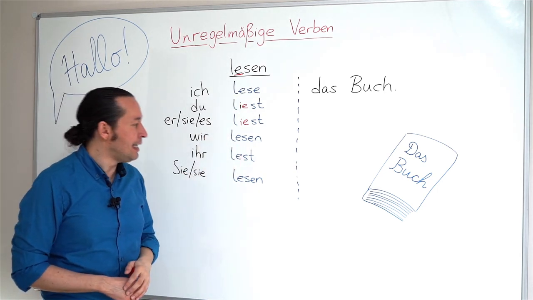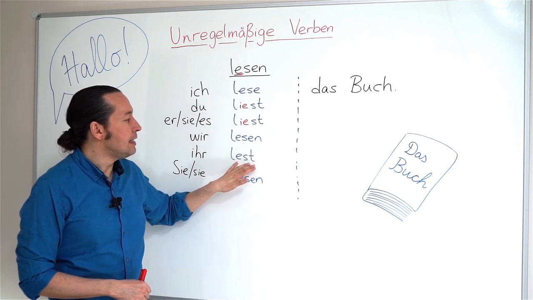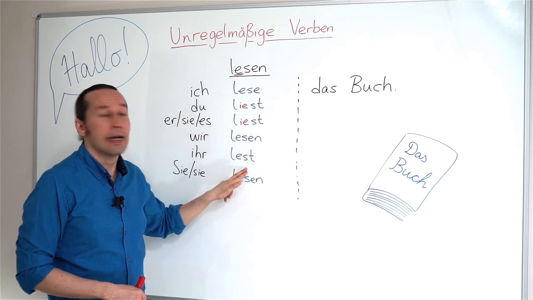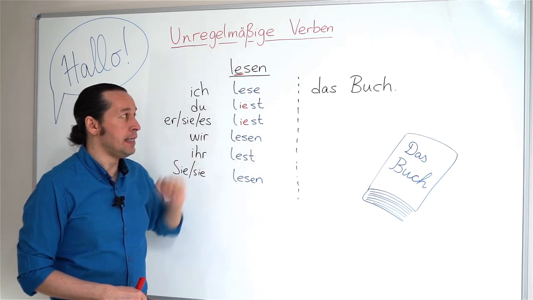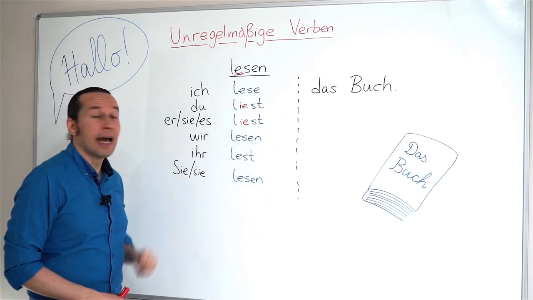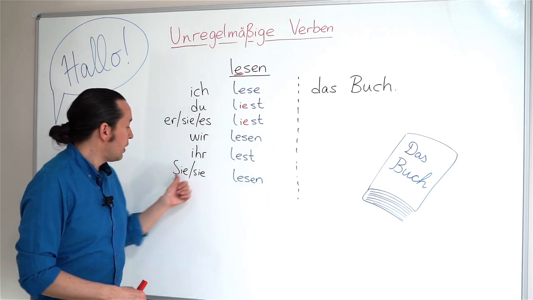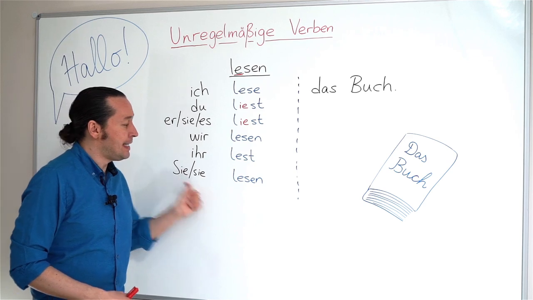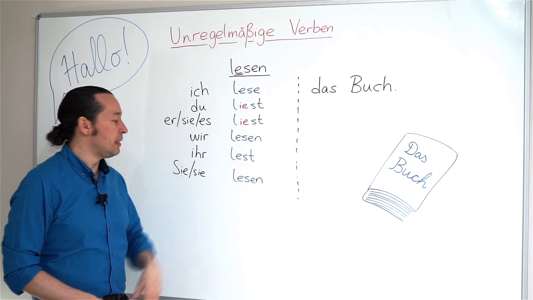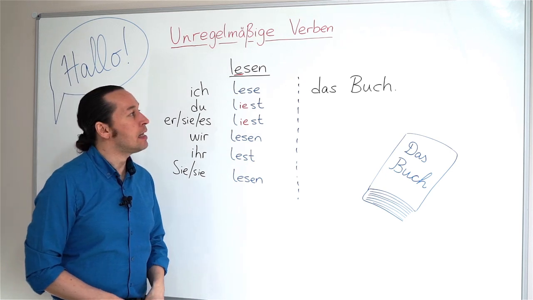Here we have ihr, then I'll say ihr lest das Buch. Why? Because it's conjugated with st. What happens for the polite form of saying you? This will be sie lesen das Buch, or for they, this will be sie lesen das Buch as well.